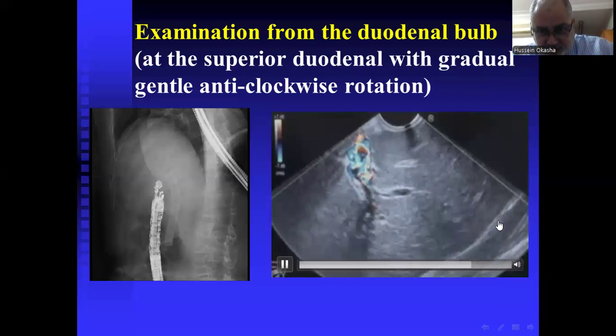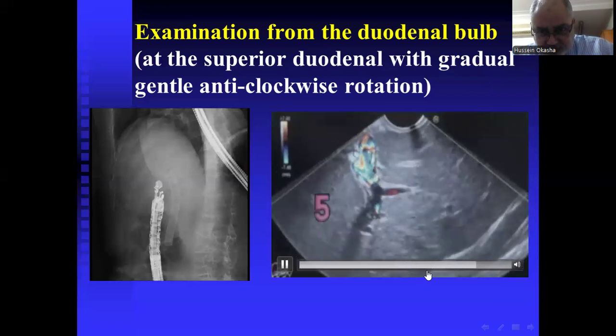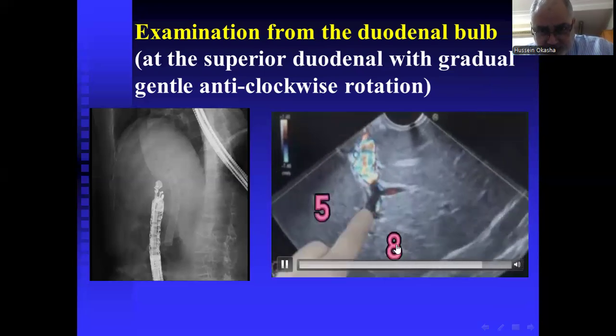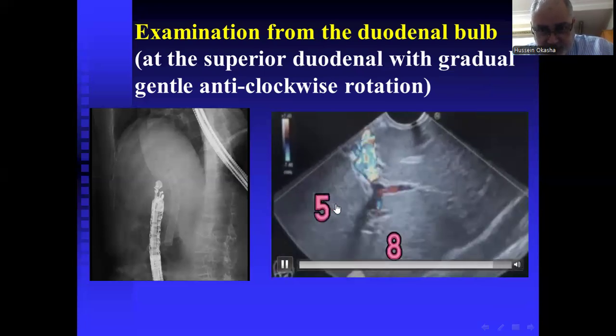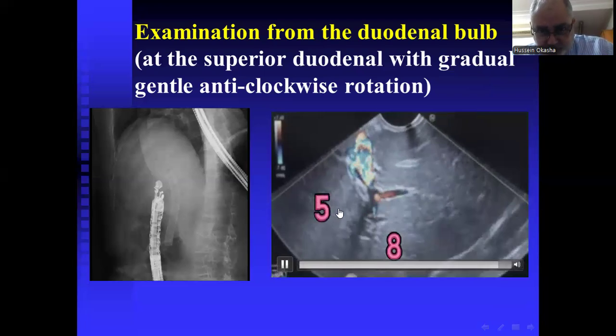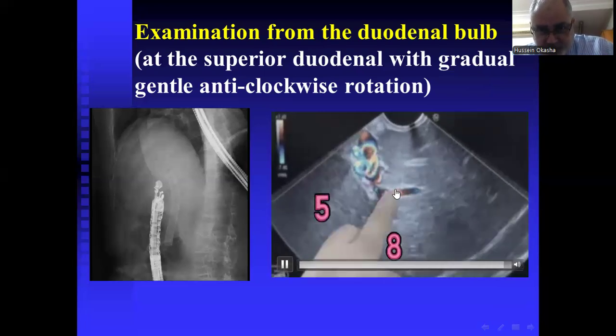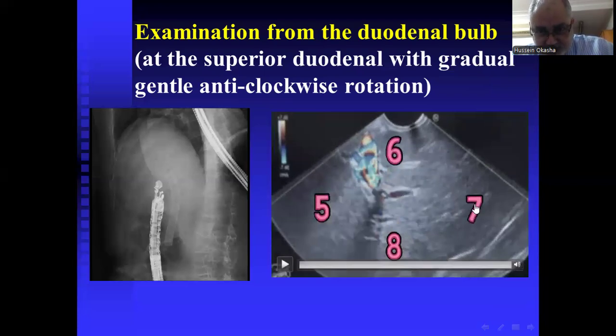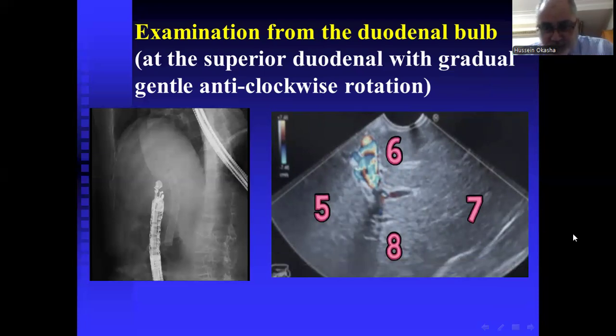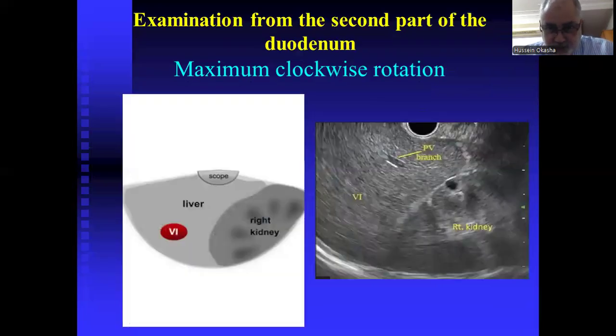Segment 8 is above, and this is the diaphragm. And this is segment 8 superior, segment 5 inferior, as we are now looking to the liver from below. And here, this is the right posterior separating segment 6 inferior and segment 7 superior. So we can see the four segments of the right lobe of the liver during duodenal examination, but we must be careful to avoid any complication as perforation.